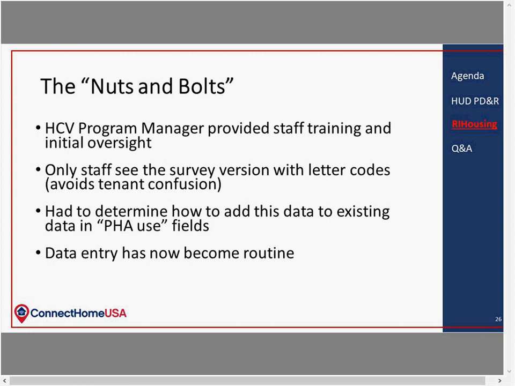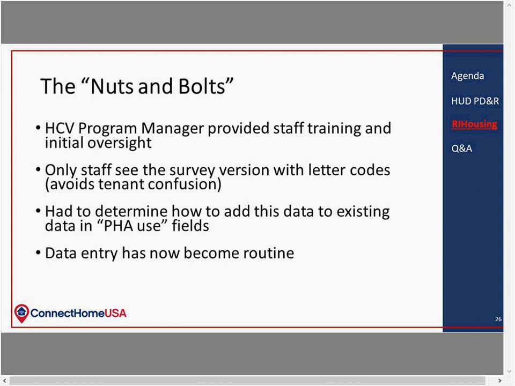Ellen was talking about this. So the form 50058 has all these different fields. Most of them are designated for required data that HUD collects, like household members or ages, income, etc. But some are PHA use only fields. So we're using some of those fields for other things, but once Dylan explained to us that we could merge it as long as we put the ConnectHome data first, then that was great. And it has become routine at this point.